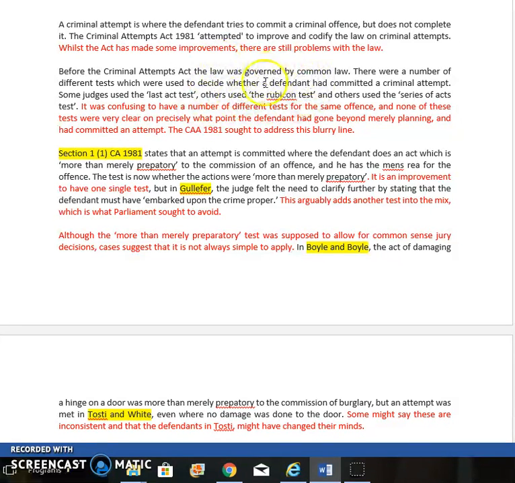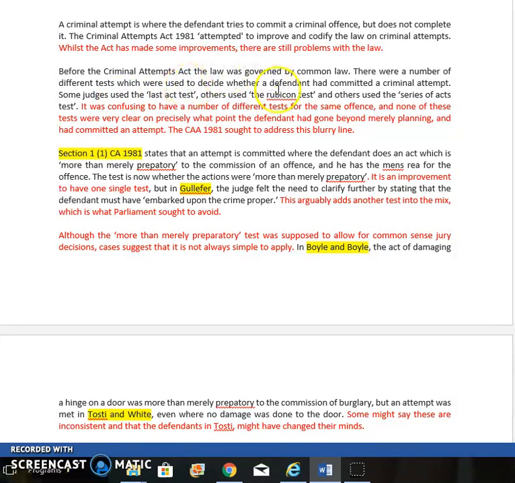Others used the Rubicon test. And that comes from a very old-fashioned phrase where the judge said, have they crossed the Rubicon and burnt their boats? And that means, have they reached the point of no going back? And then other judges used the series of acts test, where it said that to be guilty of a criminal attempt, you had to do not just one thing, but a whole series of things.